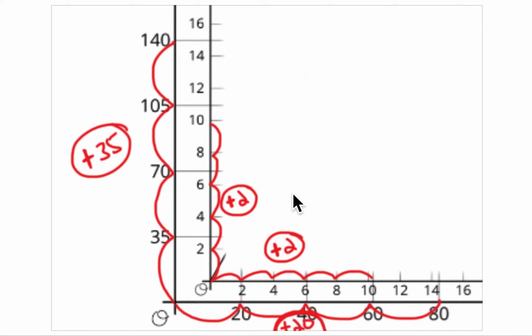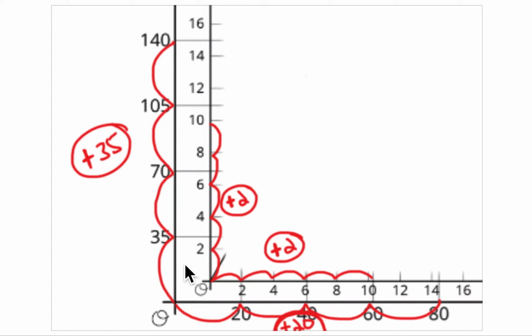And now they're going to ask you to graph the same relationship, but now the axes are different. They're different scales. So along the x-axis, notice it goes from 20, 40, 60, 80. So that's adding 20 each time. And the y-axis is 35, 70, 105, 140. So that's adding 35 each time. So this is going to change. So the graph is going to be the same graph. It's just going to look different because these scales have changed.